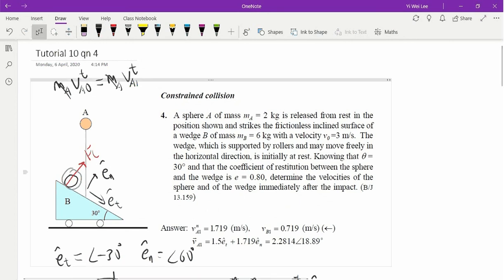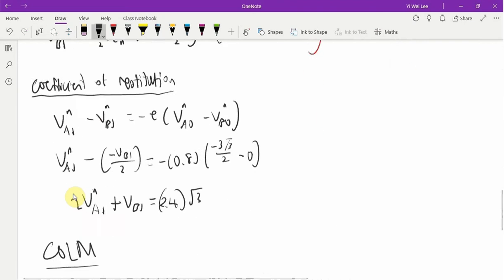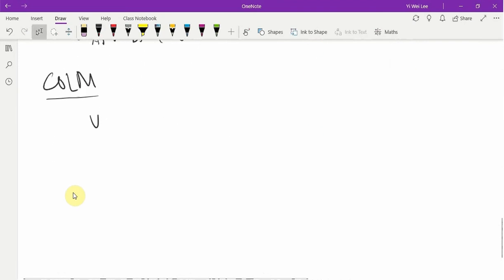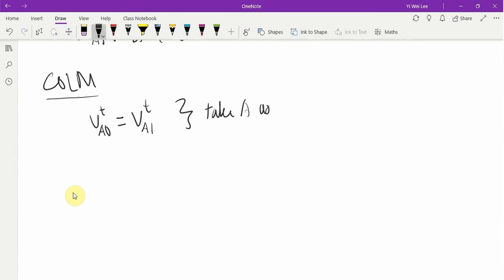Remember, the momentum is only conserved along the ET direction. It's not conserved along the EM direction, because along the EM direction there is an external force Fc. So in this case, we can just shift this equation into here. So the first conservation of momentum equation: the velocity of A before collision along the direction of the plane of collision is equal to the velocity of A after collision along the plane of collision. So this is done if we take A as a system.